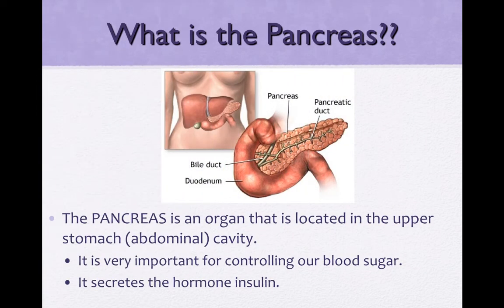So as you were probably wondering, what is the pancreas? The pancreas is an organ that sits in our upper stomach area or our abdominal cavity. It's very, very important for controlling our blood sugar. It's what secretes the hormone insulin.